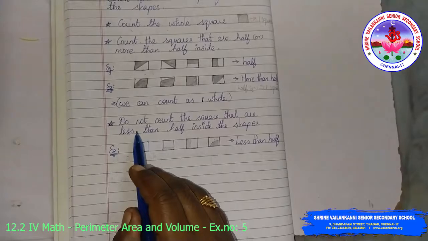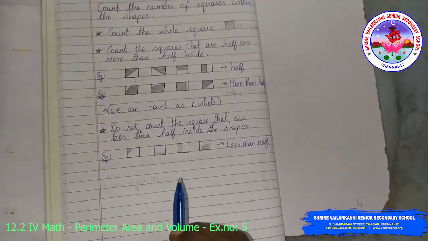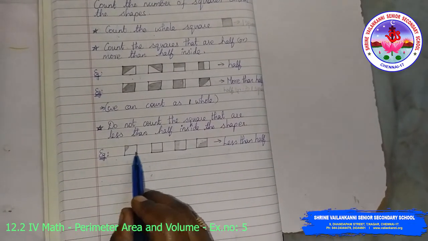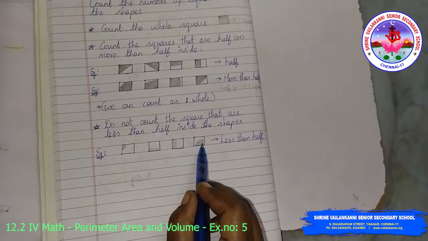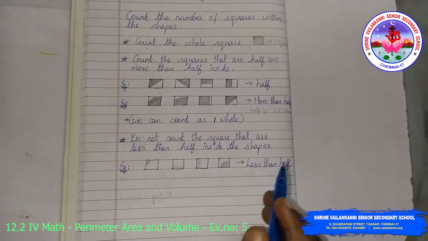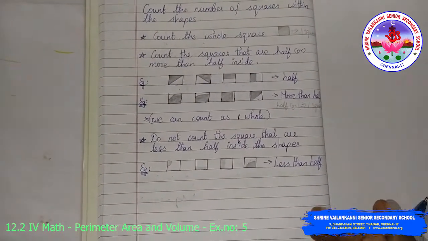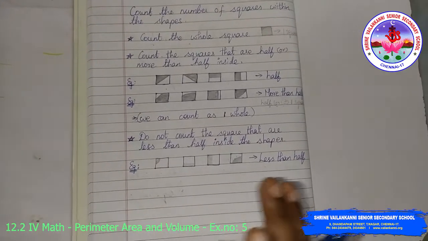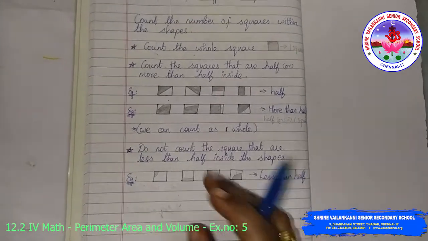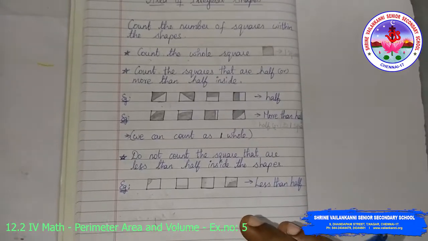The third point is, do not count the squares that are less than half inside the shapes. See, like this, less than half. The shaded part will be very little compared to half. So in that kind of square, you need not count that square as 1 square unit. You can just neglect those square boxes. So using these 3 hints, we are going to find the area of irregular shapes.